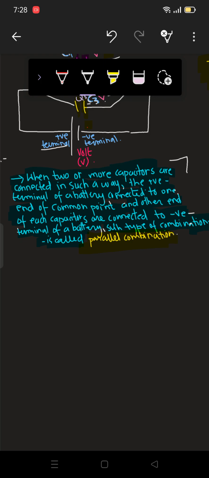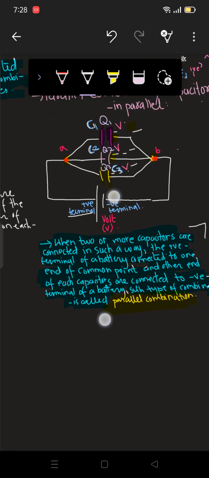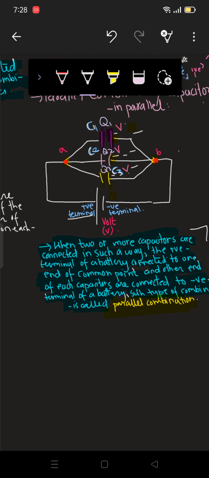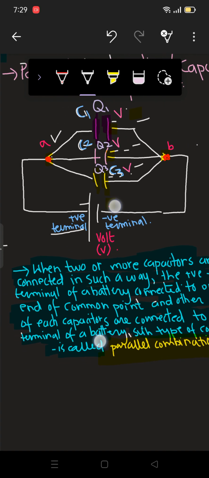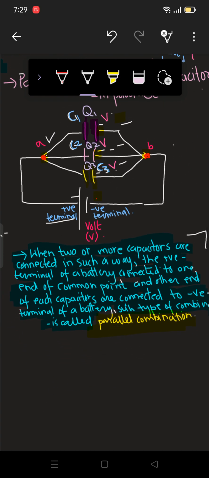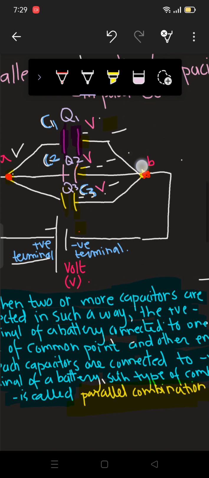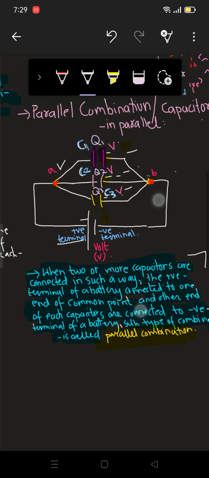When two or more capacitors, which means when three capacitors, are connected in such a way that the positive terminal of a battery is connected to one common point. Now see, this positive terminal of the battery is connected with this one common point. The other ends of each capacitor are connected to the negative terminal of the battery, through this common endpoint. This type of combination is what we call the parallel combination, or capacitors in parallel.